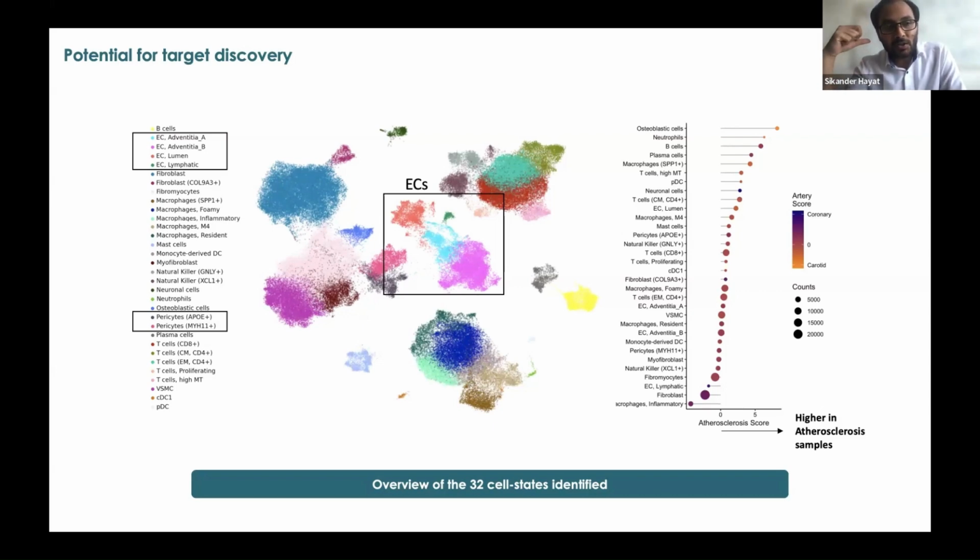But what we also found very interesting was if the cell types or cell states that we found were also spatially distinctly located from each other. And then on top of that, really talking to the biologists or to medical doctors, and thinking about whether these cell states are making sense or not. On the right-hand side, what we are showing is the proportion of these cell types, whether they were coming from carotid arteries or from coronary arteries, and whether they were higher in atherosclerosis samples or in controls.